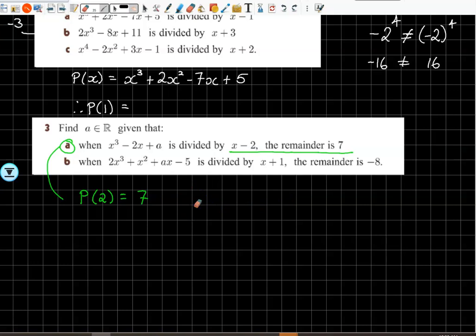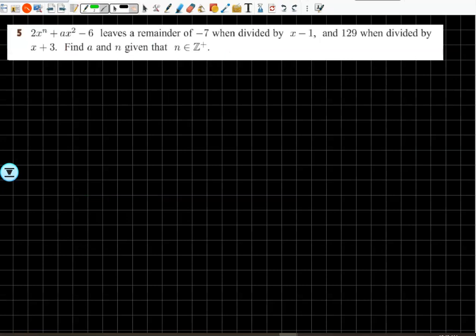Go, you good thing. You probably need me in 20. All right, so we're reading. Leaves a remainder of 7 when divided by x take 1. So the first thing I'd want you to put down is P of 1. Excellent. Did you write it down? Good. And 129 when divided by x plus 3.